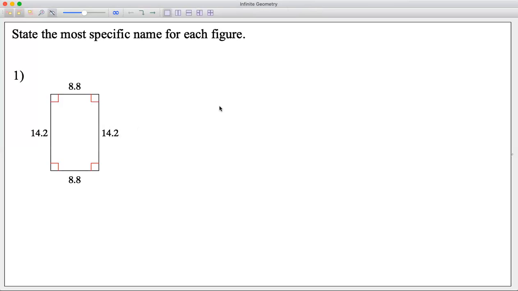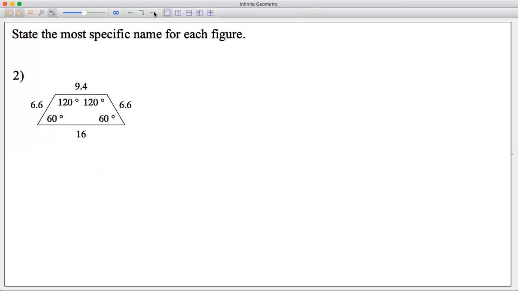It says state the most specific name for each figure. Rectangle. All right, that was pretty easy. Next, isosceles trapezoid. Why is that isosceles? Because two of the sides are congruent and the base angles are congruent. So you could tell it's isosceles either because of the side lengths or if I just gave you angles.